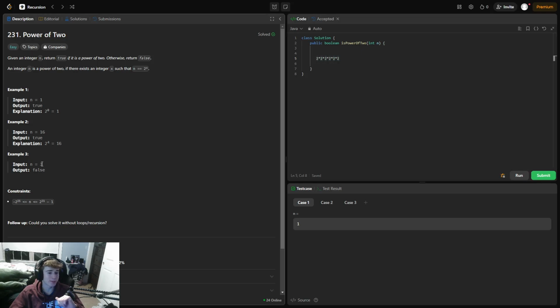Right here, a great example is going to be the number 3. The number 3 is not made up of 2 times 2 times 2 times 2, and it's not a power of 2. And so the way we're going to solve this problem is we're going to think, what do we want to do? So is it a power of 2, how can we shrink this into smaller problems?